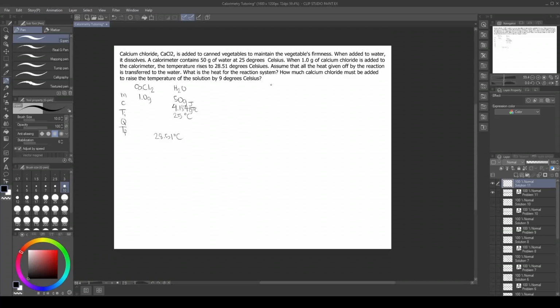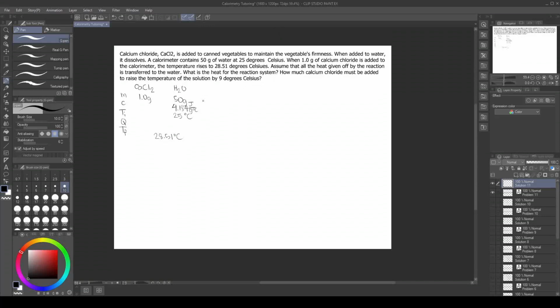So let's write down all our given. For calcium chloride, 1.0 grams. Water, 50 grams, the same heat capacity as always, and it started off at 25 degrees Celsius. We also know that the temperature rose to 28.51 degrees Celsius, or the final temperature is 28.51 degrees Celsius. So let's try to answer the first question. What is the heat for the reaction system?